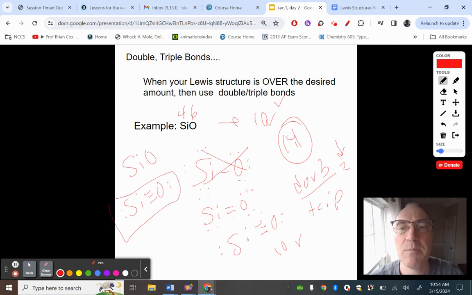Okay, so when you're doing double or triple bonds, you still have to do the same thing. The trick is if the numbers don't match, then you know, oh my gosh, I have to do that.